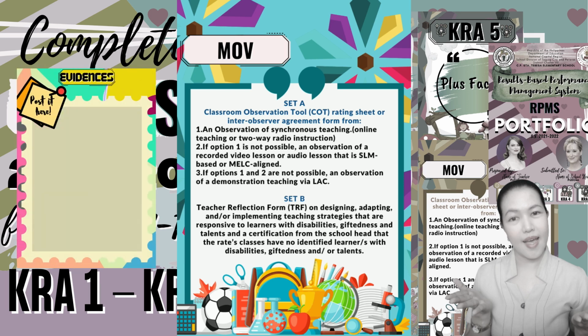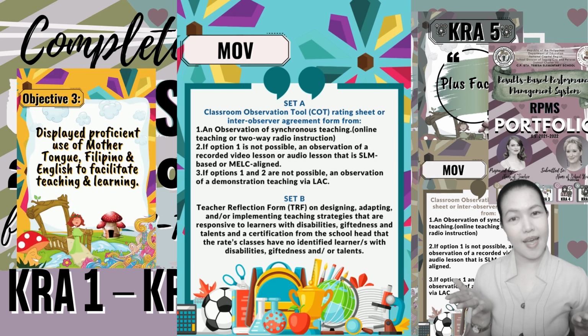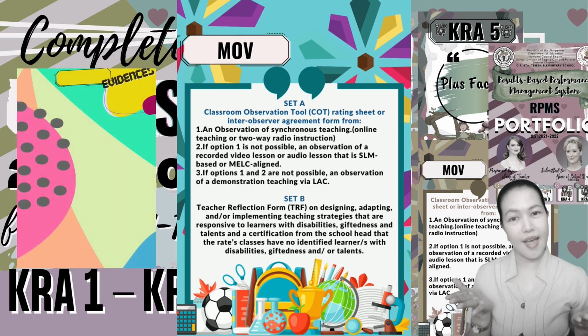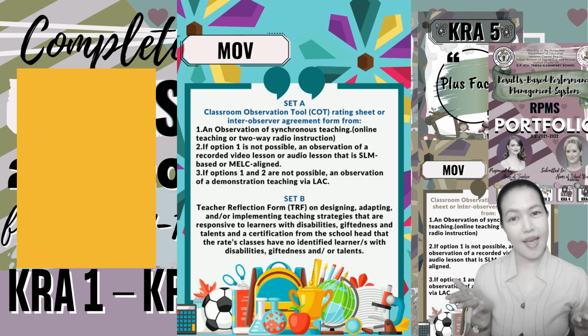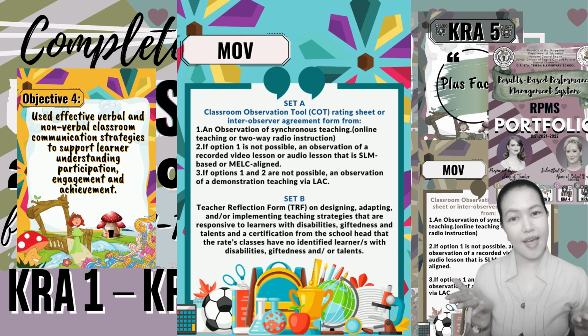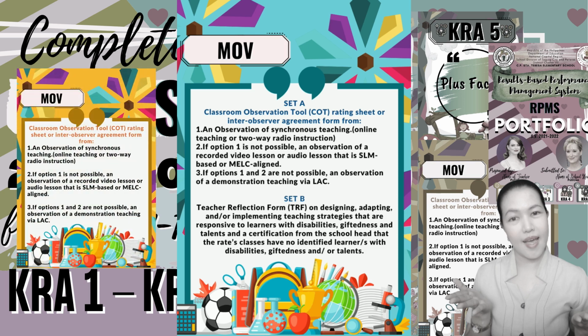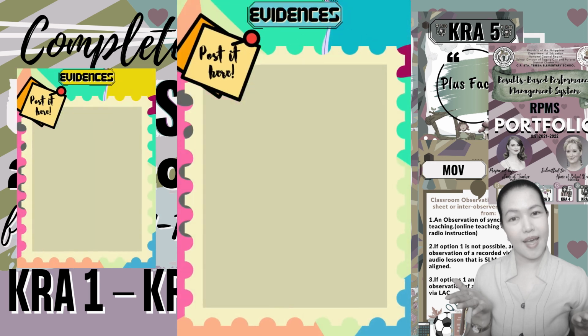For Set B, Teacher Reflection Form or TRF on designing, adopting, and or implementing teaching strategies that are responsive to learners with disabilities, giftedness, and talents, and a certification from the school head that the rated classes have no identified learners with disabilities, giftedness, and or talents. You can post here your evidences.